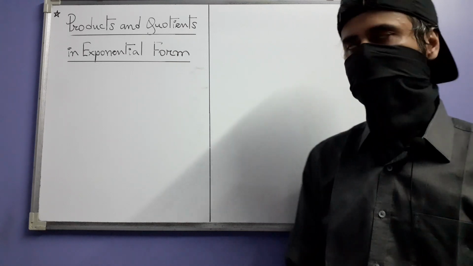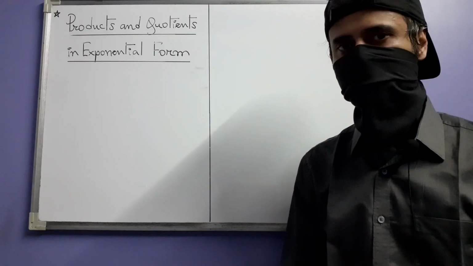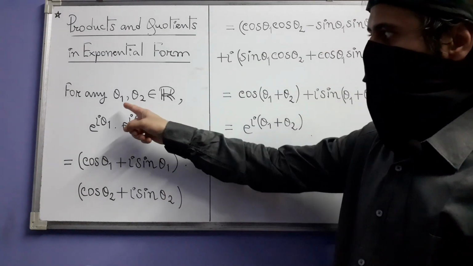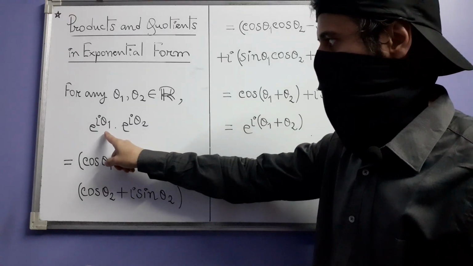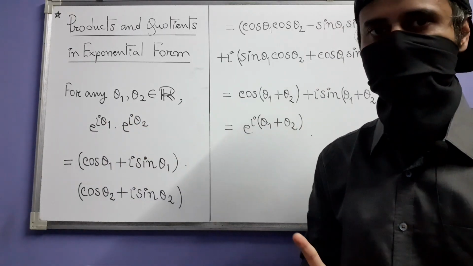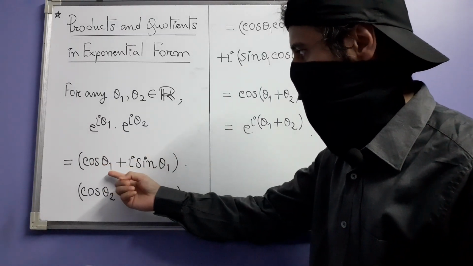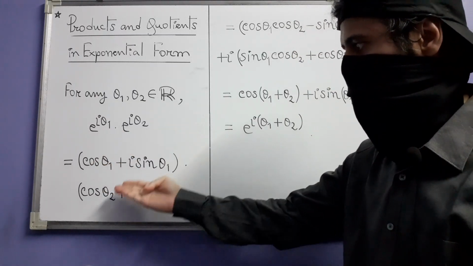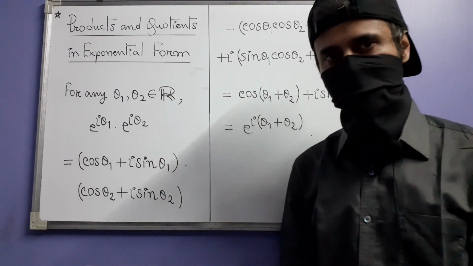Today we are going to see products and quotients in exponential form. Say you take two real numbers theta 1 and theta 2 and then consider the product of e to the power I theta 1 and e to the power I theta 2. By definition, this is cos theta 1 plus I sin theta 1 times cos theta 2 plus I sin theta 2. Let's now calculate this product.